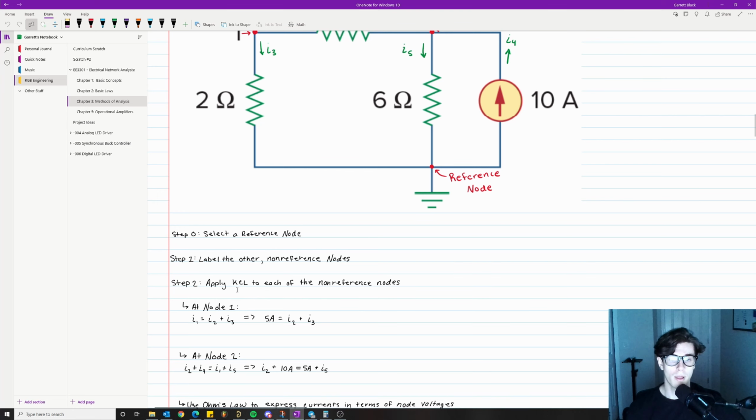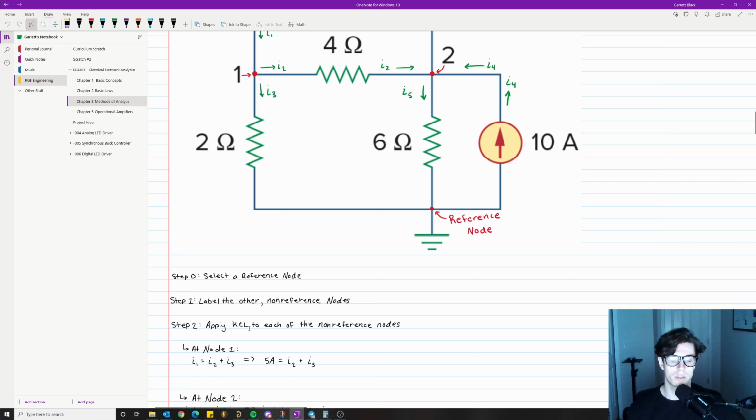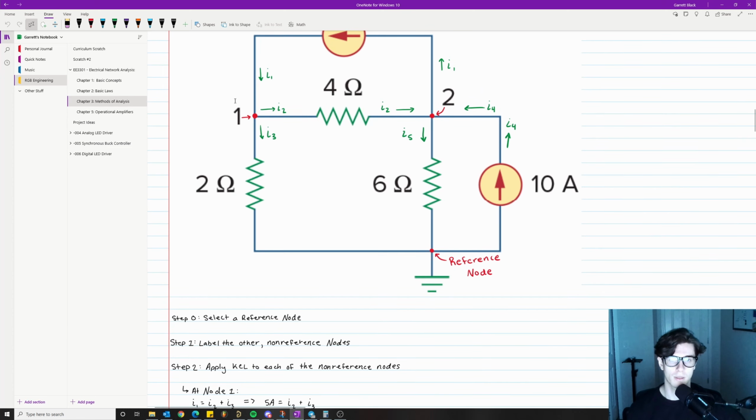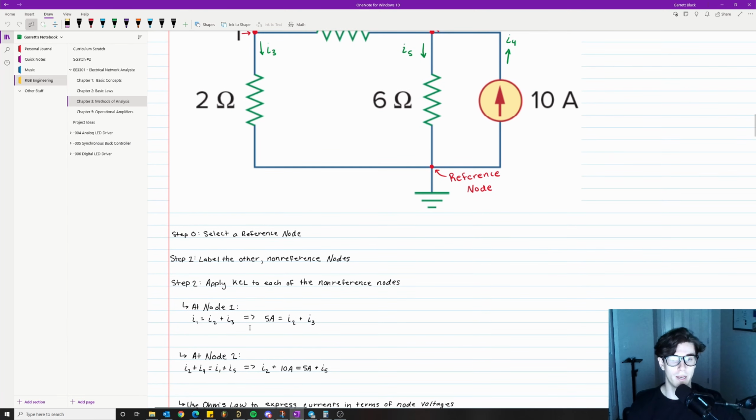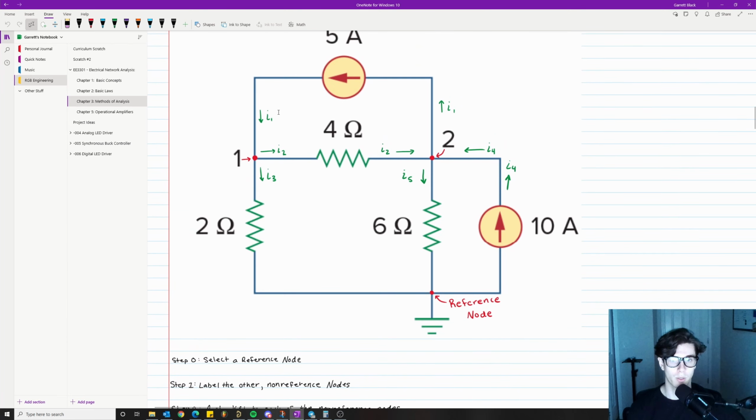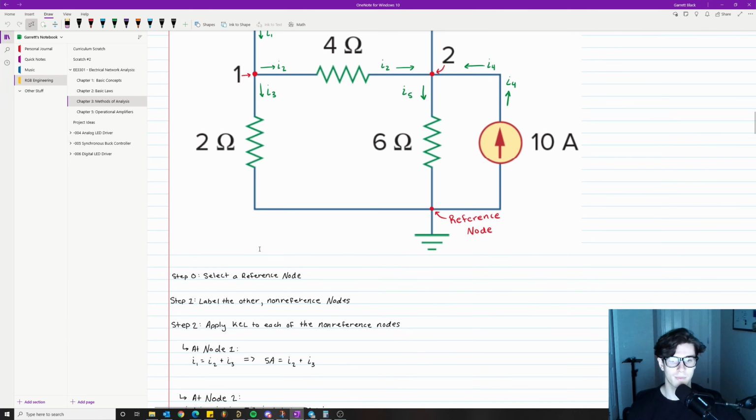Okay, so applying KCL to each of the non-reference nodes, we get our Kirchhoff's current law equations. We have I1 equals I2 plus I3. Should be straightforward Kirchhoff's current law. Hopefully that makes a lot of sense. But now let's plug in some numbers because we know that I1 equals 5 amps. So we got a real number right here. Now we're cooking. 5 amps equals I2 plus I3.